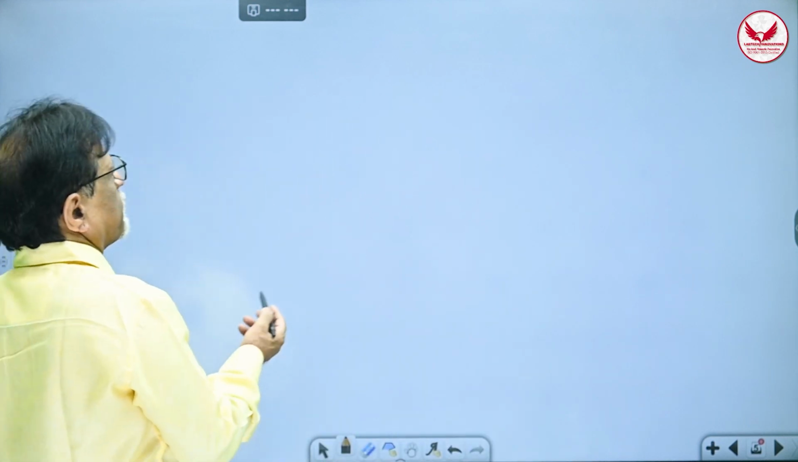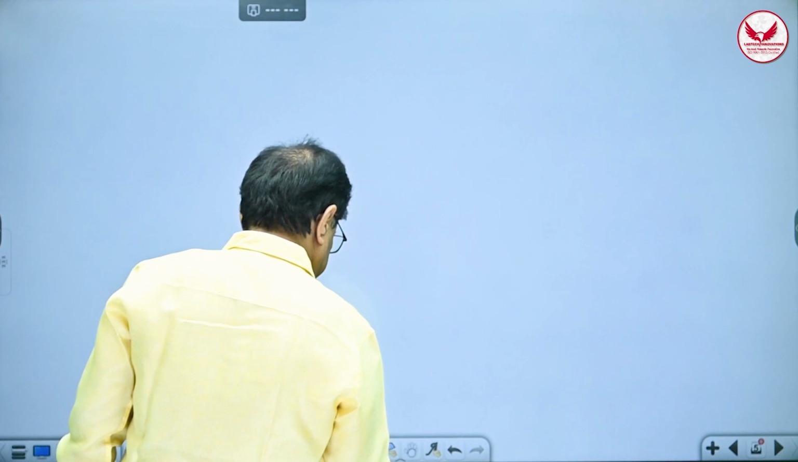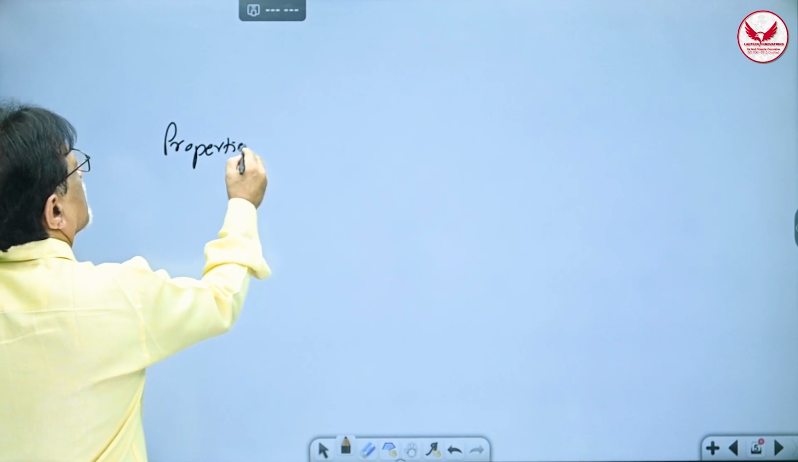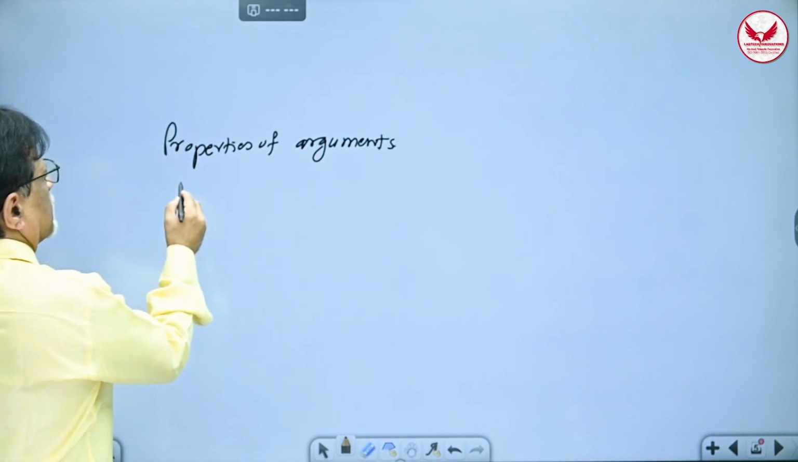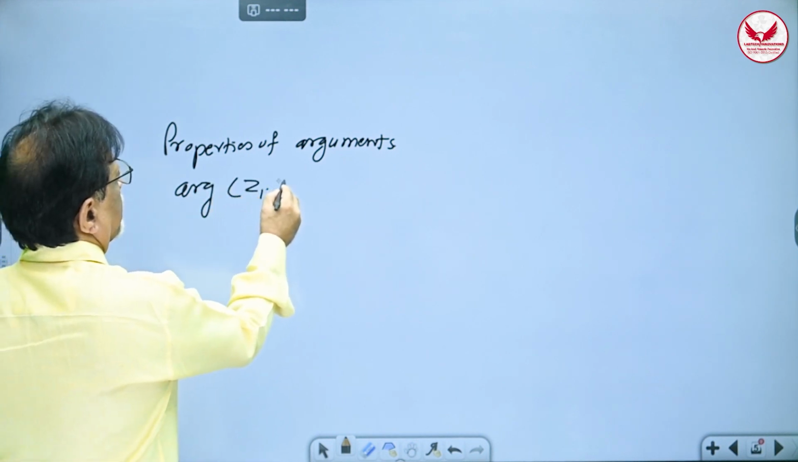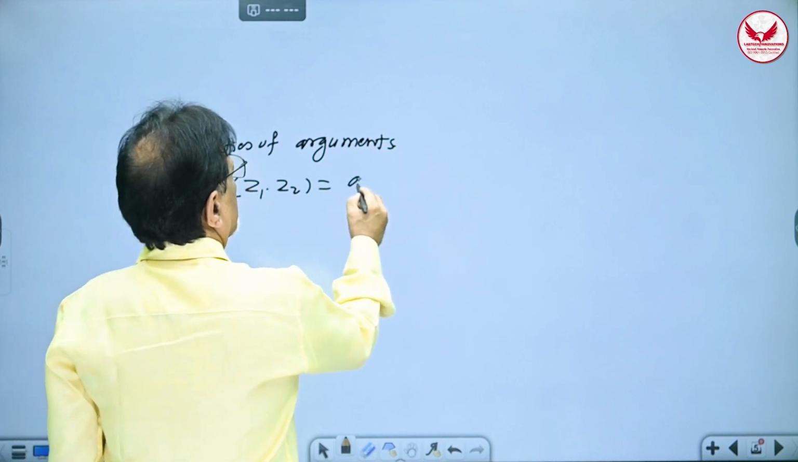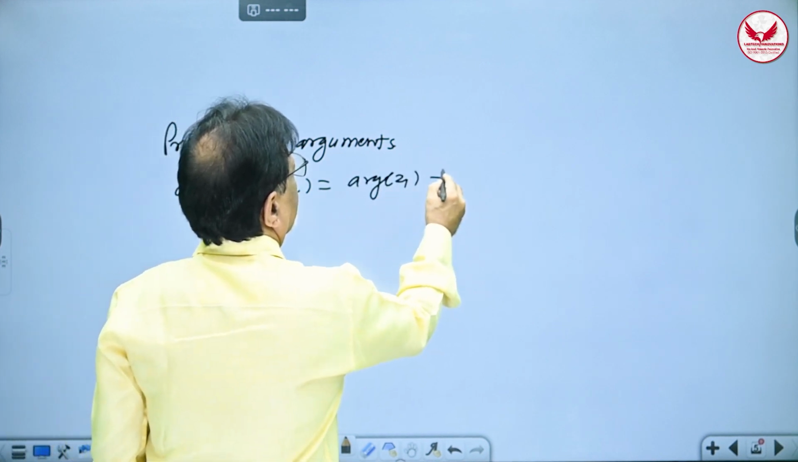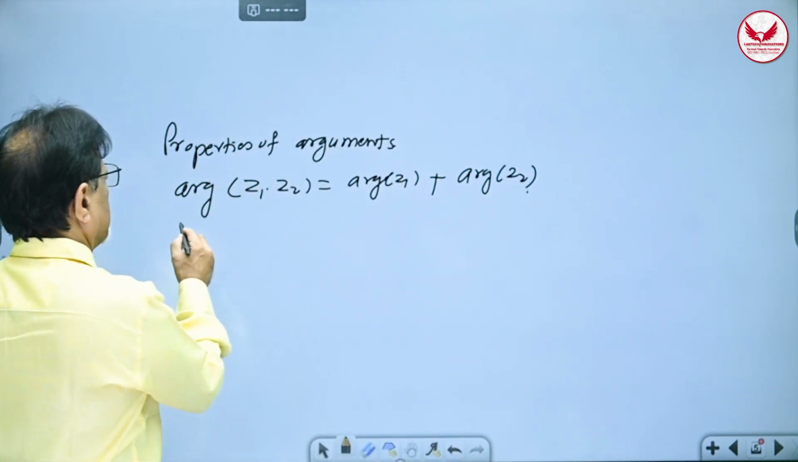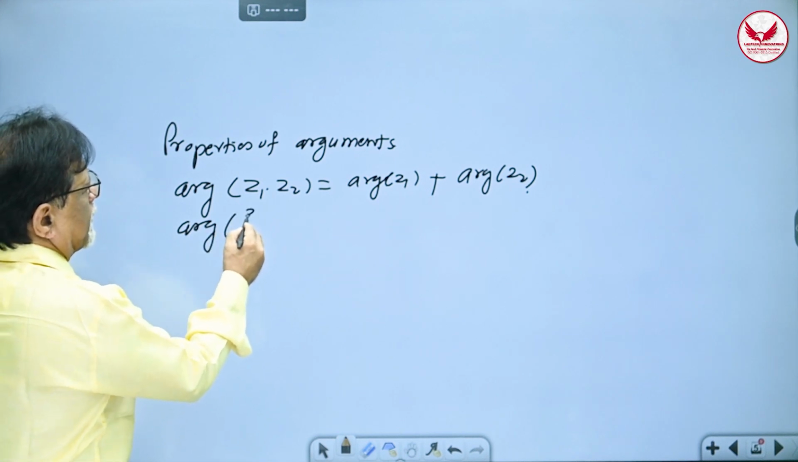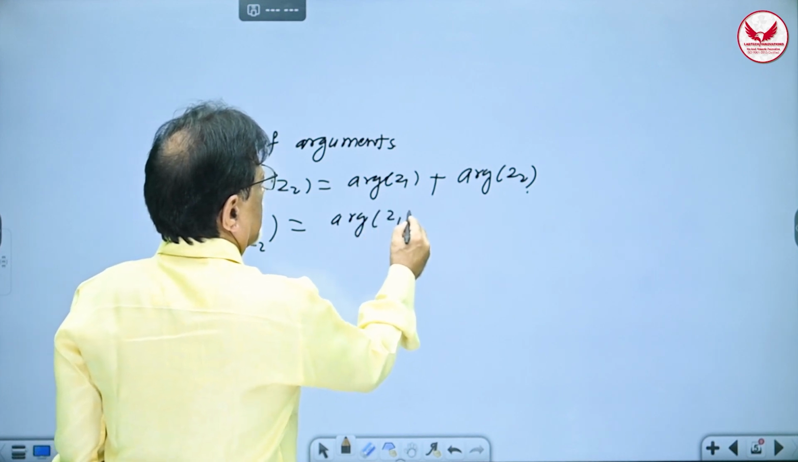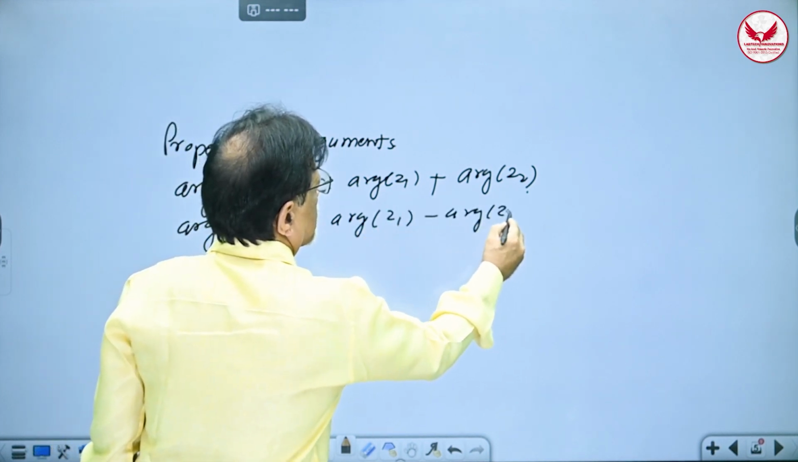Now I'm just going to discuss briefly the properties of argument. So number one property is argument of z1 z2 is equal to argument of z1 plus argument of z2. Just imagine arguments are like a logarithm. Then argument of z1 upon z2 is argument of z1 minus argument of z2.